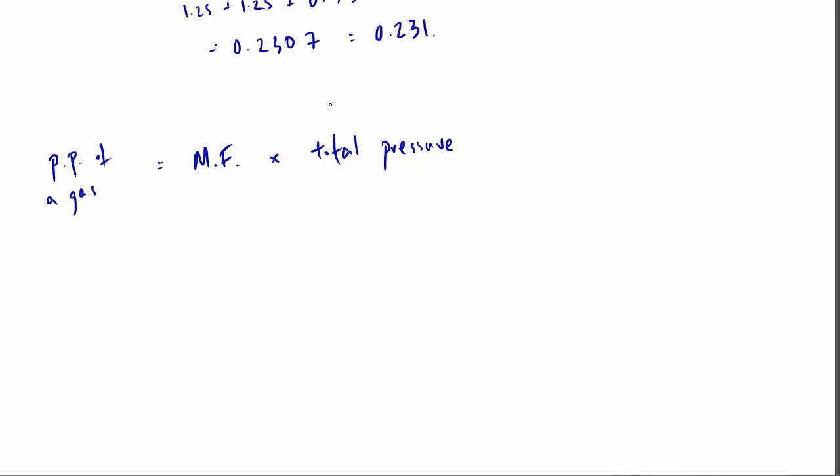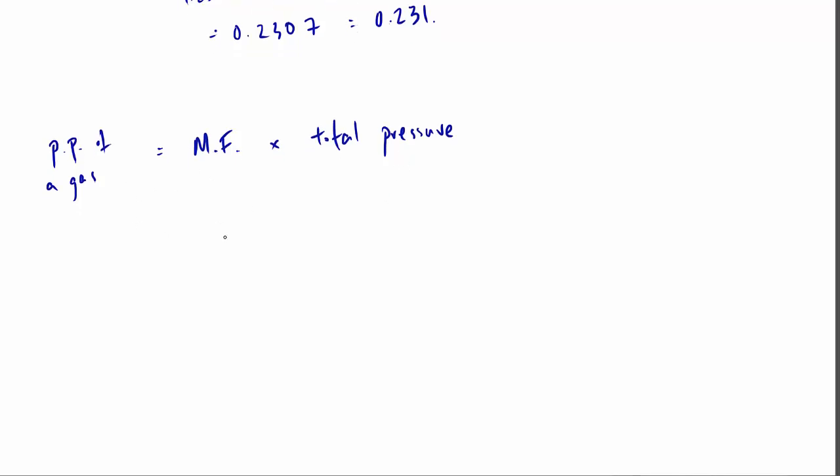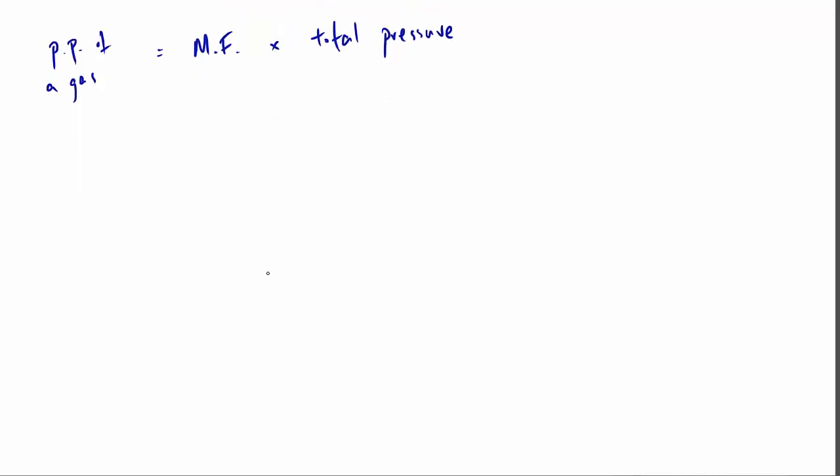Our partial pressure of a gas, and this is an easy one, is our mole fraction, I'll just call it MF, multiplied by the total pressure. Now, you would likely have to work out the mole fraction, but you'd be given the total pressure. So literally you just do that number before, multiplied by the total pressure, and that would give us our partial pressure of that particular gas.